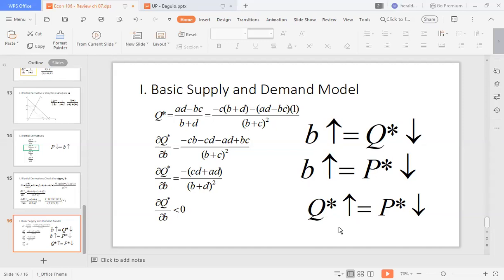Okay, so in this case, we've also compared this one here, which is what we did earlier. In this case, the same exercise, we noted that they move in different directions. So an increase in B would be equal to a decrease in Q here.